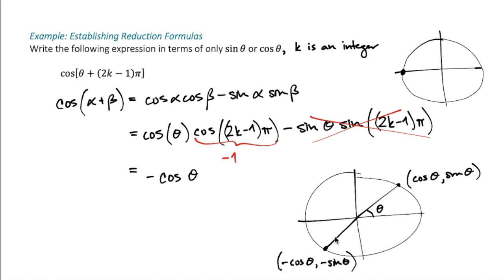And so then we can see that if I start at theta and I add an odd number pi, that puts me at this place right here, whether I add 1 pi or 3 pi or 5 pi and so on. And so then the cosine of that angle is negative cosine theta. And so that gives us this answer as well.